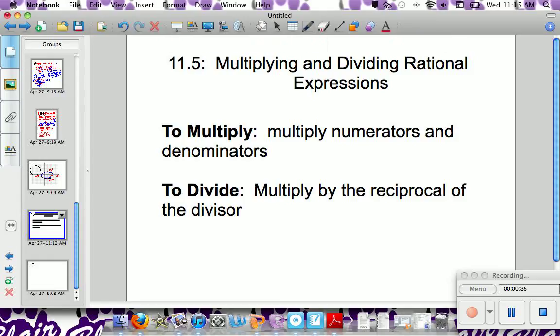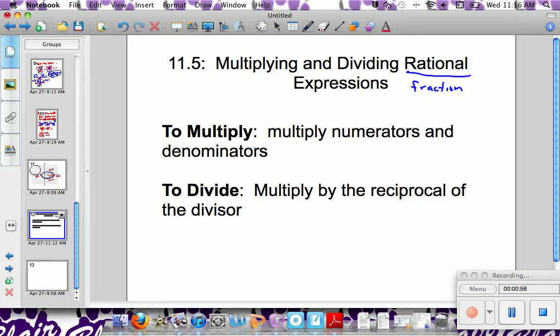As you're writing this down, I want to talk a little bit about multiplication and a little bit about division of fractions. And when we think rational expression, I want you to think fraction. You don't have to write that down, but I want us all to be aware that when I talk about rational expressions, for the most part, I'm talking about expressions with fractions.